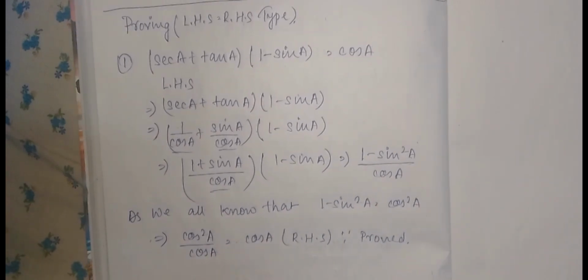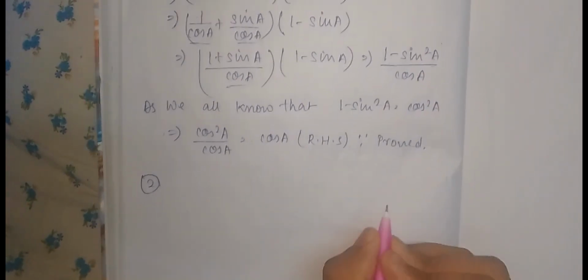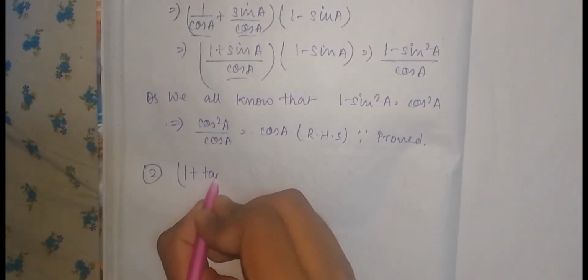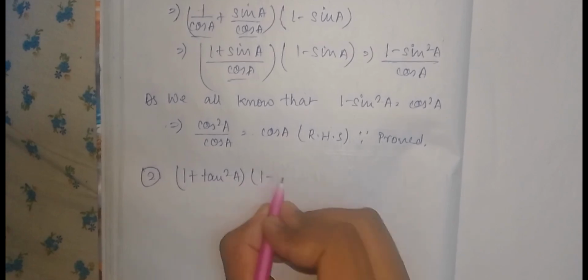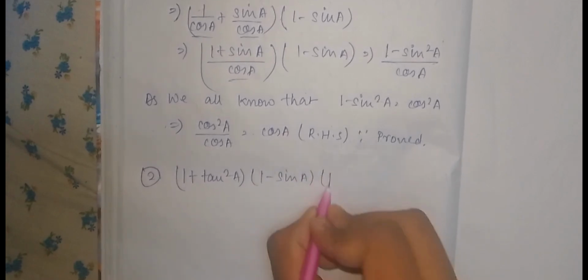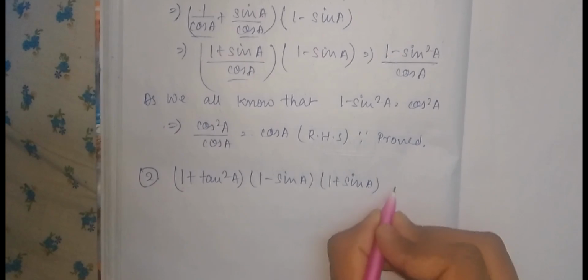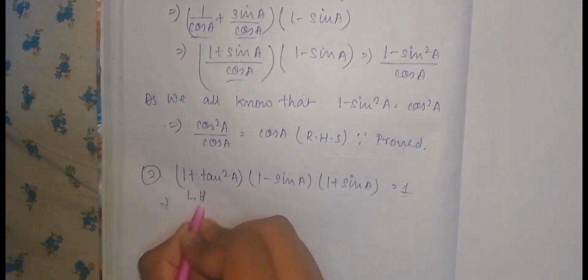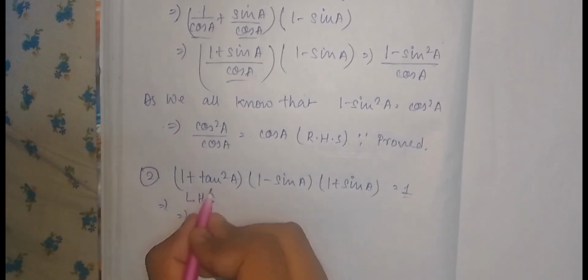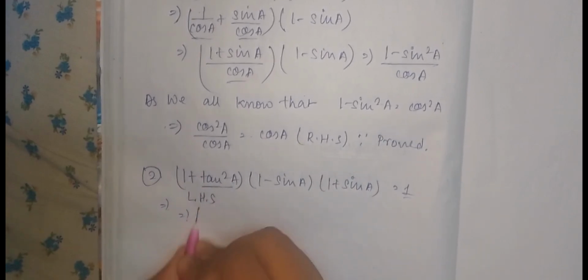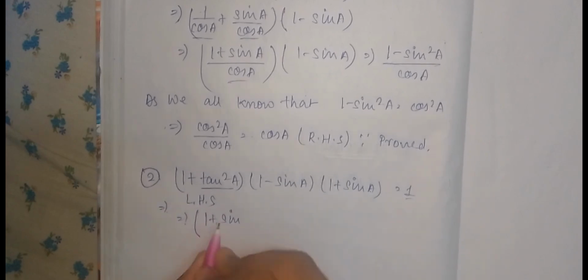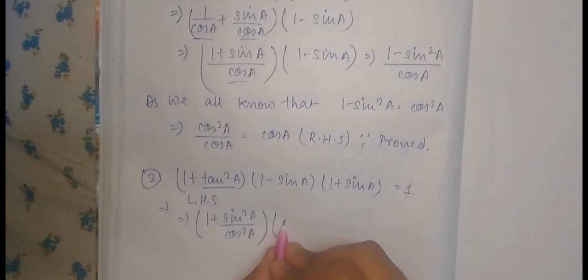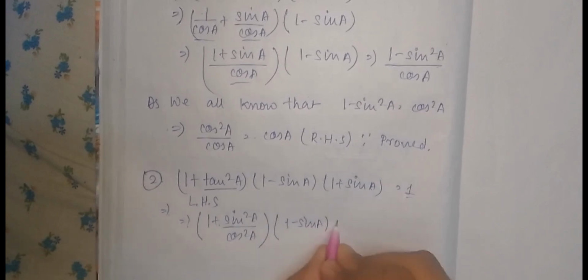The next type of numerical which we will practice is this type. Second, the question is as follows: (1 plus tan square A) times (1 minus sin A) times (1 plus sin A) equals 1. So we have to prove the right hand side equals 1. The left hand side we will take, and we will again break this tan square A into sin and cos. So again (1 plus sin square A divided by cos square A), multiplied with (1 minus sin A)(1 plus sin A).